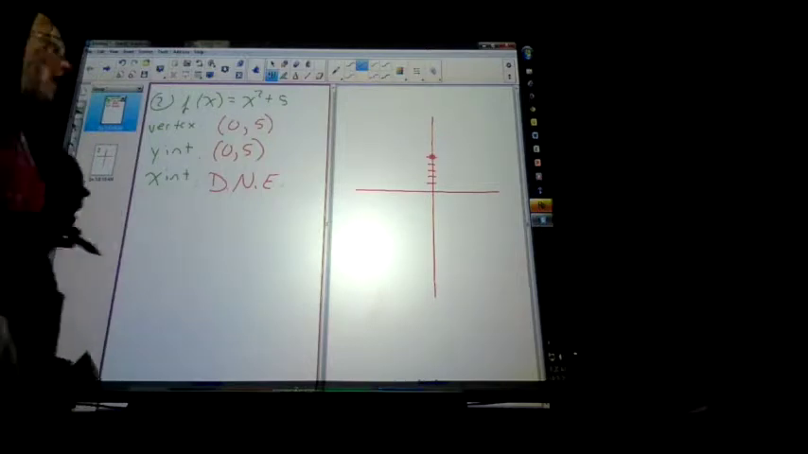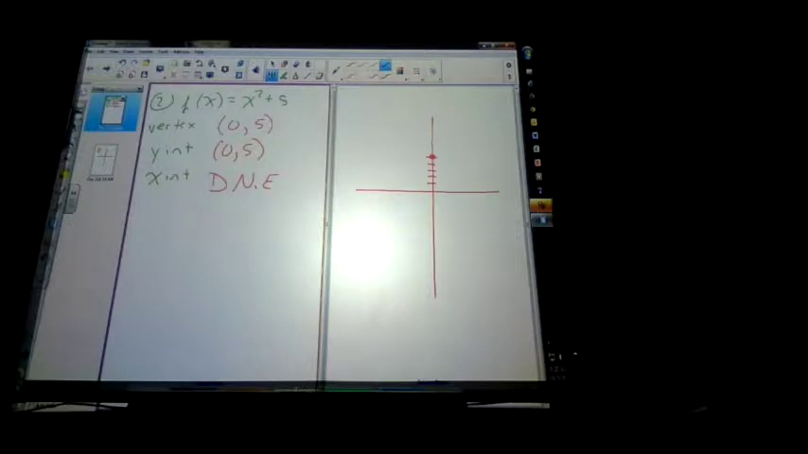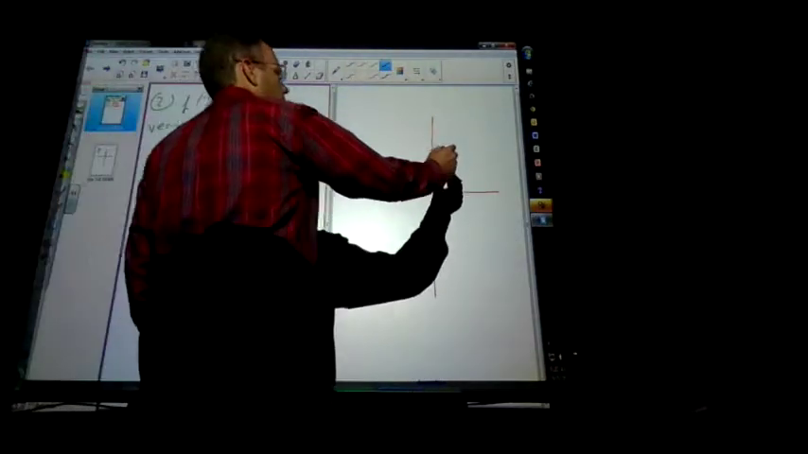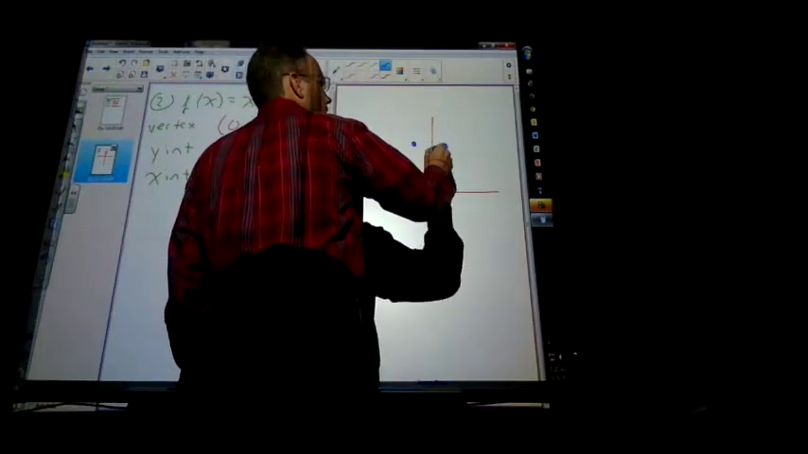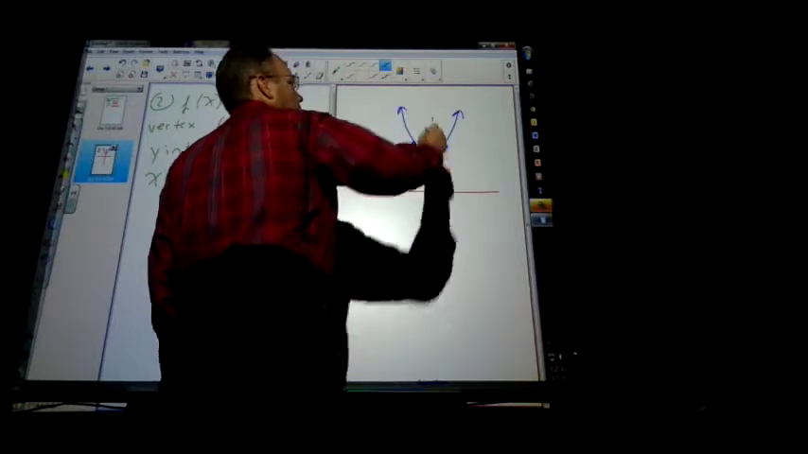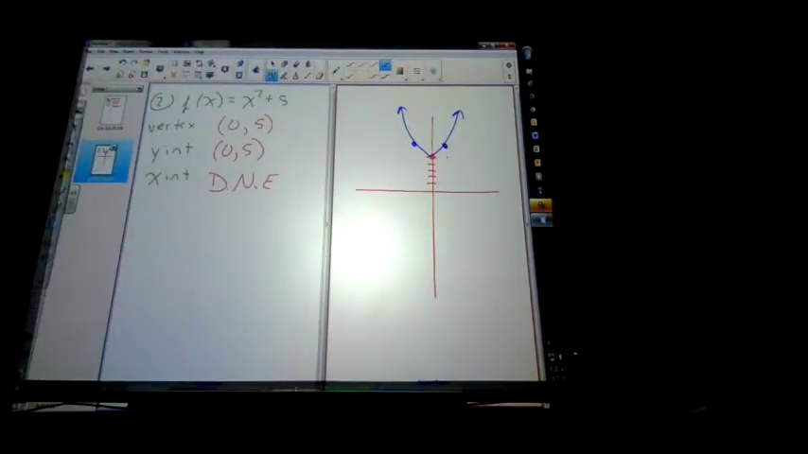If I wanted to graph this parabola from the vertex, I'm going to go right one and up how many? One. And I'm going to go left one and how many? Okay, perfect. So that's exactly what problem number two is going to look like. Okay?